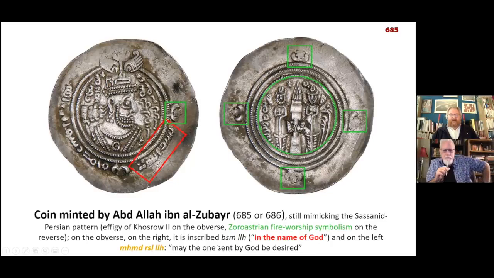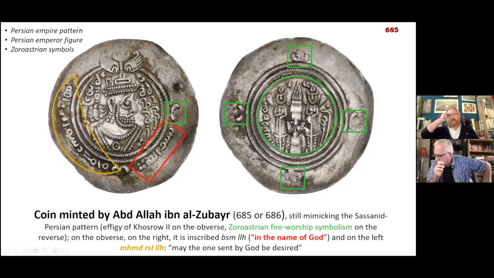We have the Bismillah. So this ruler claims to rule in the name of Allah, but we have something new here. We have the phrase Muhammad Rasulullah. It's written here in orange, and you can see it here. Muhammad Rasulullah. What does it mean exactly? What does it mean when we find this on this type of coin, a Persian Empire pattern coin with the Persian Empire figure, with Zoroastrian symbols?